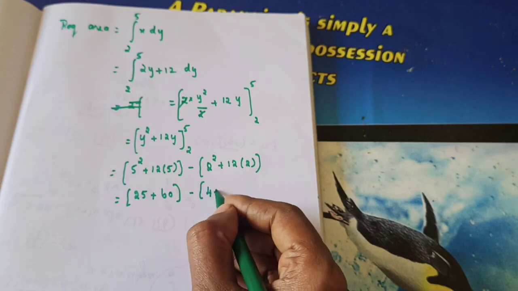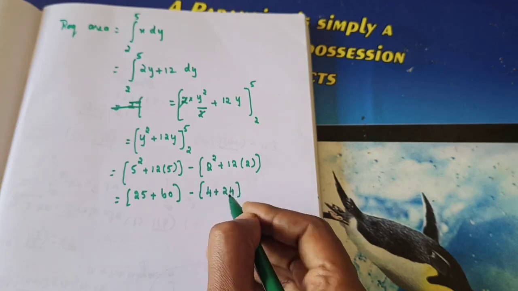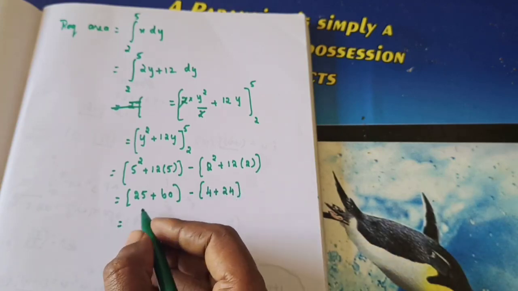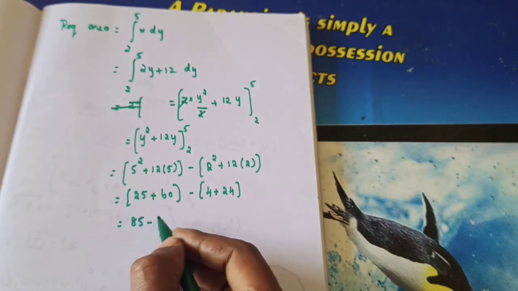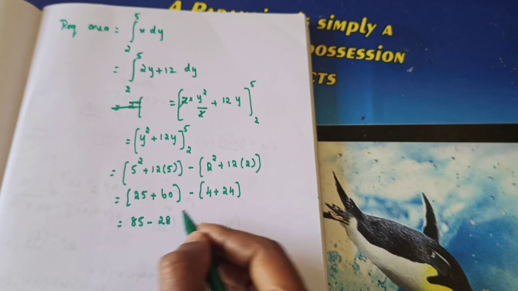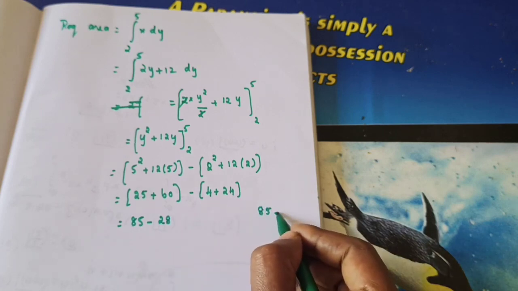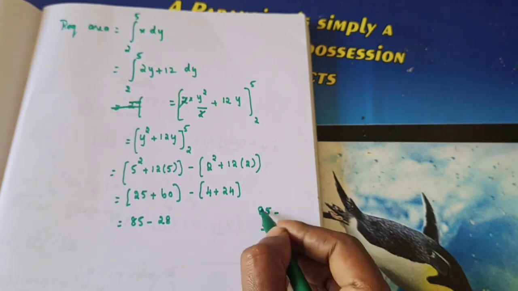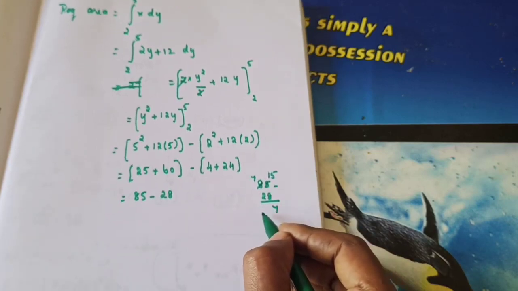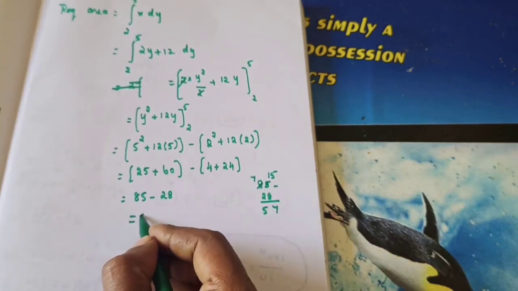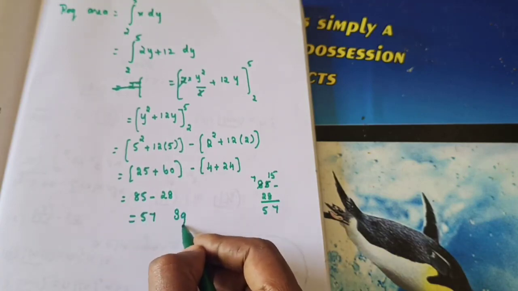Minus 4 plus 24. So 25 plus 60 means what's the value? 25 plus 60 means 85 minus 28. Subtract, ma'am. 85 minus 28 subtracted. So it is 7. Get 7. Here 57. So what's the answer? 57.